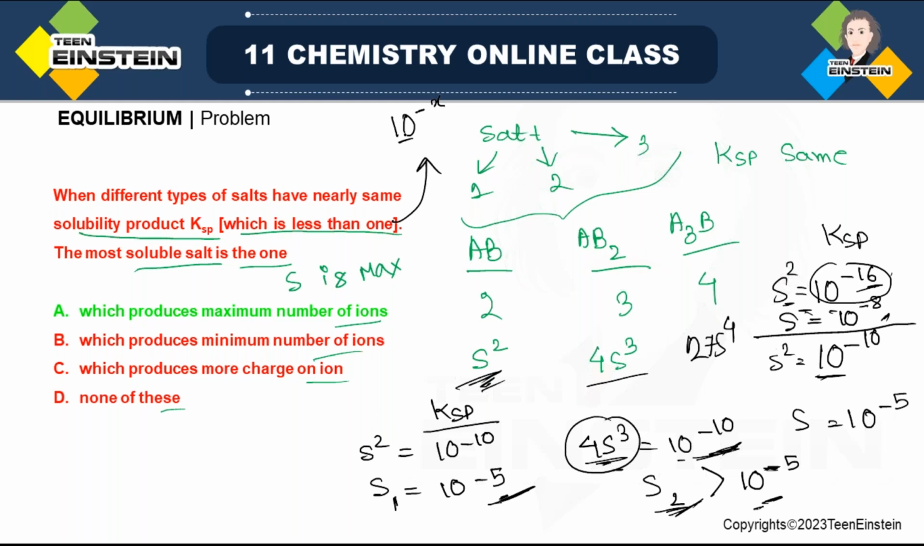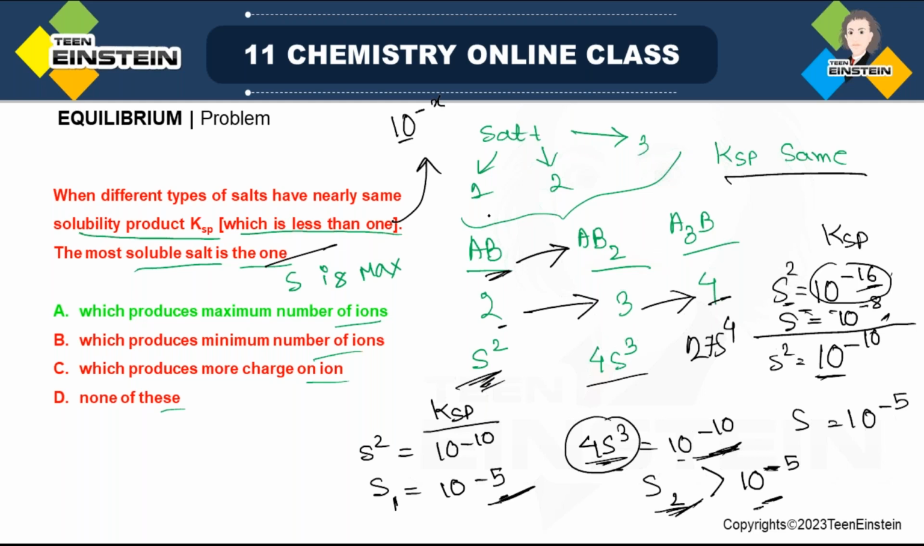But as we have a negative power, the correct answer will be where it is producing the maximum number of ions. So with the same Ksp value, as you move towards a high number of ions, from maybe 2 ions to 3 ions to 4 ions, the solubility value will basically increase. So the most soluble salt is the one which has the maximum number of ions.